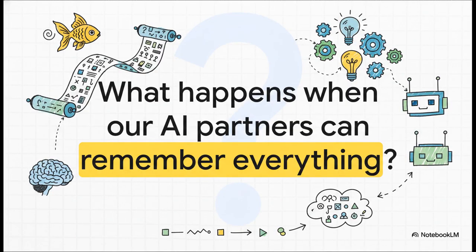So, all of this leaves us with a pretty big question, right? We are just barely scratching the surface of what persistent memory and AI can do. As these systems go from having the memory of a goldfish to having perfect recall of our entire history of working together, how is that going to change the way we work, the way we create, the way we solve problems? Seriously, what happens when our AI partners can remember everything?